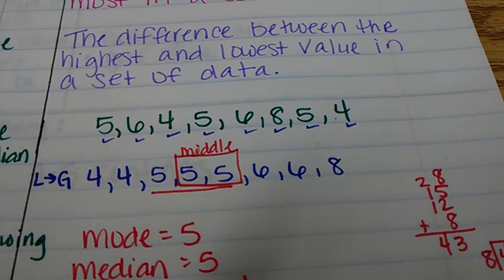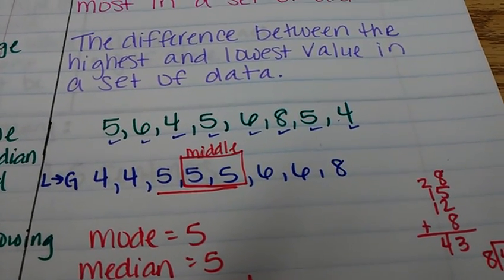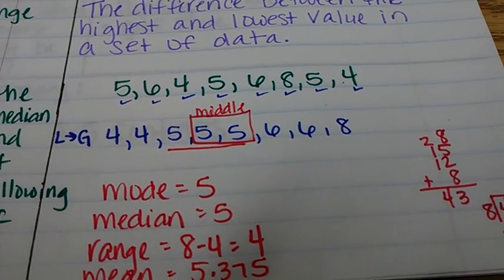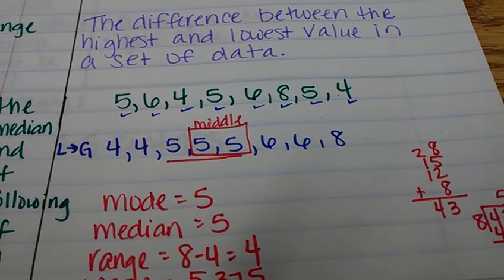5 also occurs 3 times. It is also my mode. My range is fairly easy to find. It is 8 minus 4, which means my range is 4.